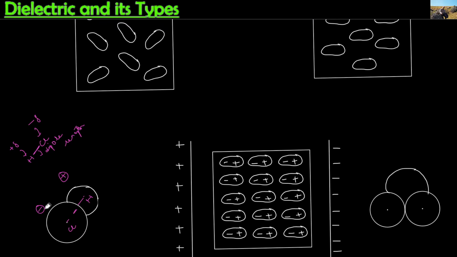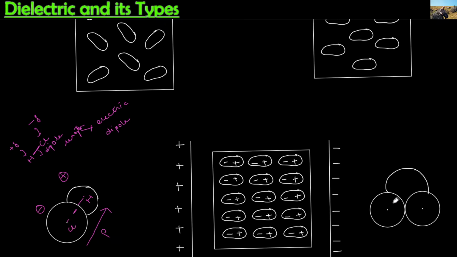So from here, we know that these are examples of electric dipoles. When these are examples of electric dipoles, one end will have positive and one end will have negative. One atom will behave as negative and one atom will behave as positive. So there will be an electric dipole moment denoted by P. Always the electric dipole moment is directed from negative to positive.